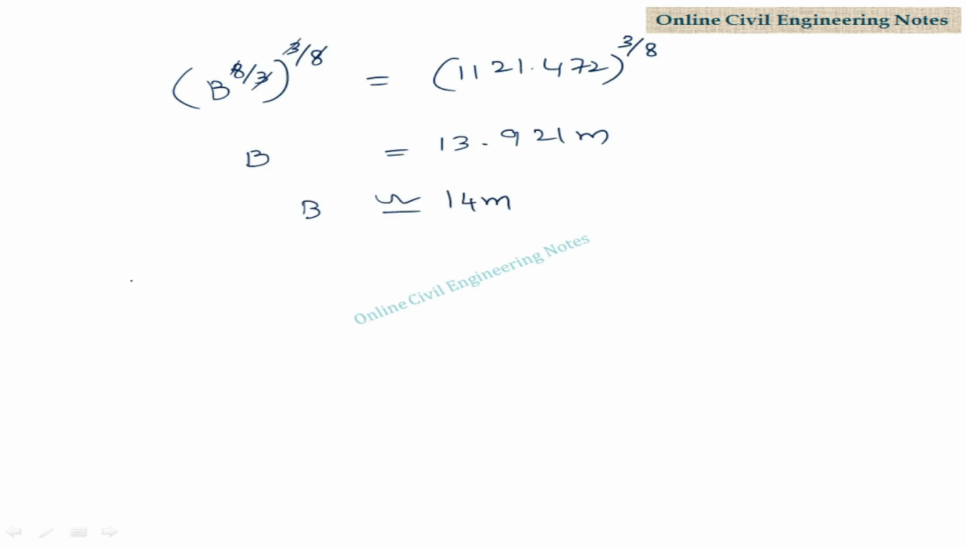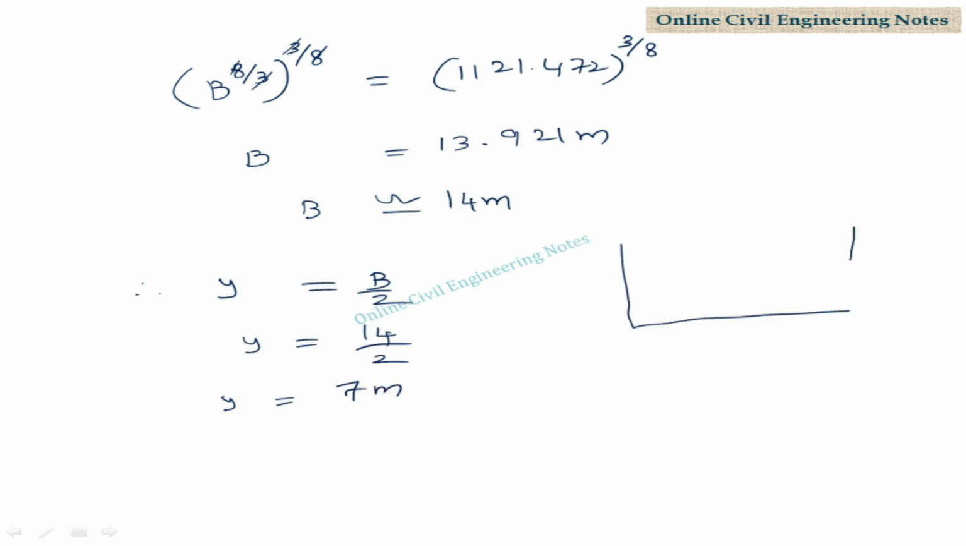Calculate the depth of the channel section. Y is equal to B by 2, Y is equal to 14 by 2, Y is equal to 7 meters. So for the given discharge, the most economical rectangular section has the dimensions of 14 meter bed width and 7 meter depth.